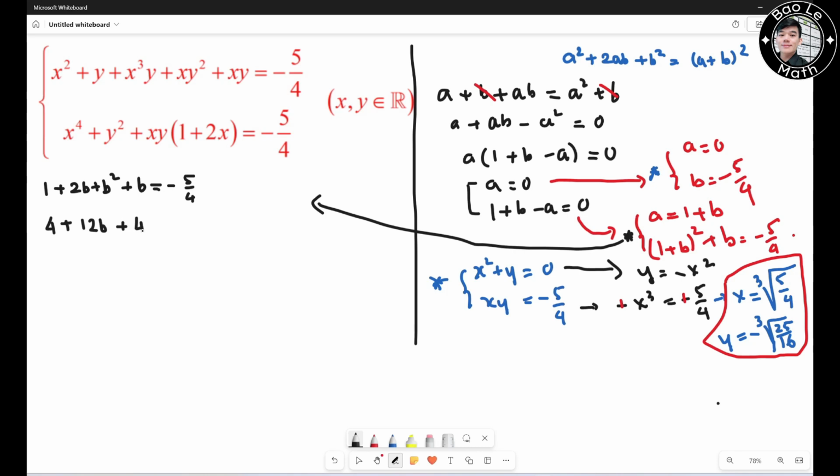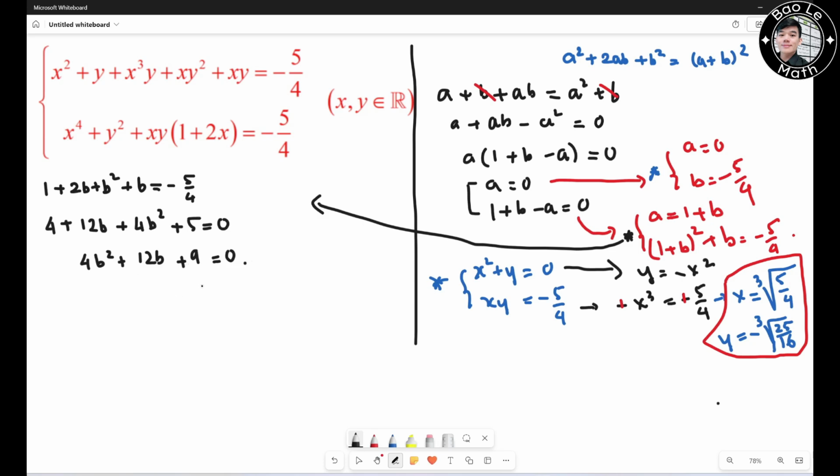plus 4b squared. Alright, and minus equals negative 5, so I add 5 both sides, so it could be plus 5 equal to 0. Alright, so this one I just rearrange, so it could be 4b squared plus 12b plus 9 equal to 0. Alright, so this is a quadratic equation, so I just solve this one.